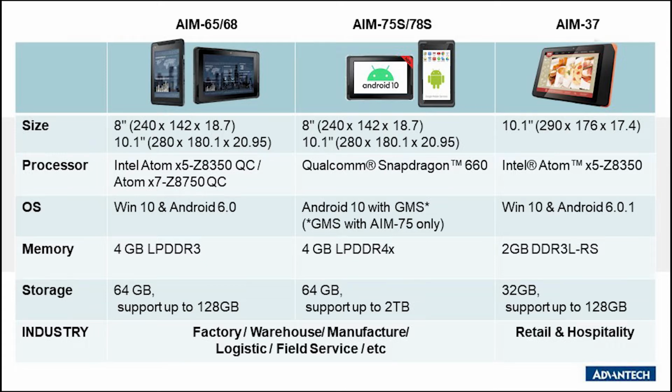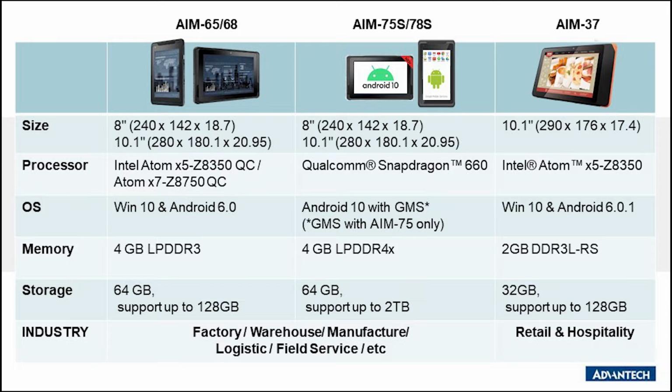This is the comparison chart of these three models: AIM65 and 68, AIM75 and 78, and AIM37. You can see that the specifications for these models are almost the same. From the view of the product itself, AIM37 is designed more for retail and hospitality. It is slightly slimmer and lighter compared to AIM65 and 75. So AIM65 and 75 are more suitable for factory, warehouse, manufacturing, logistics, and so on.